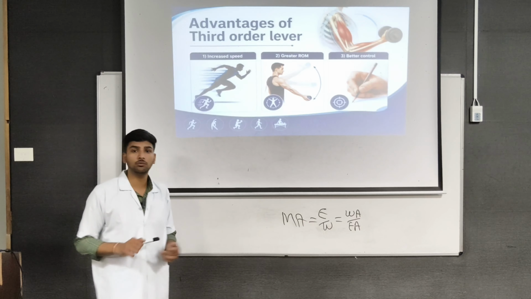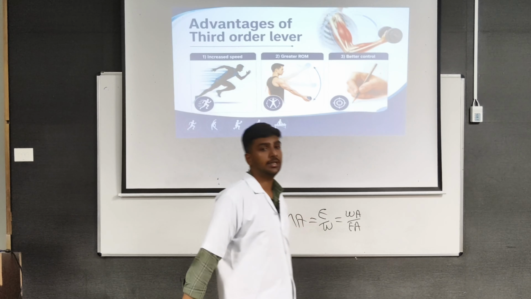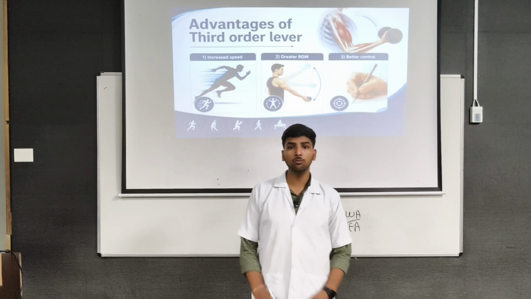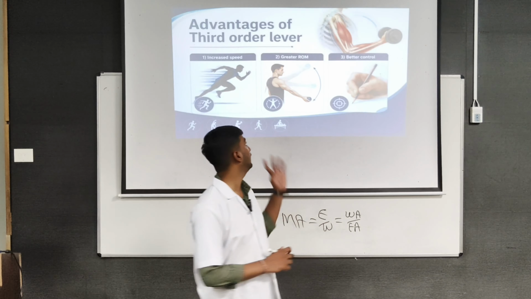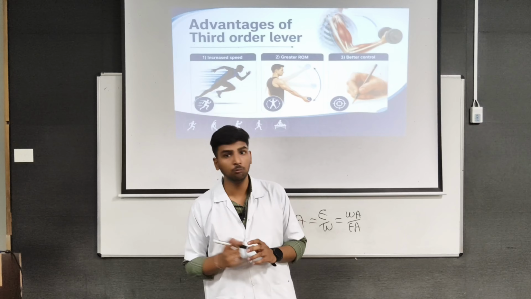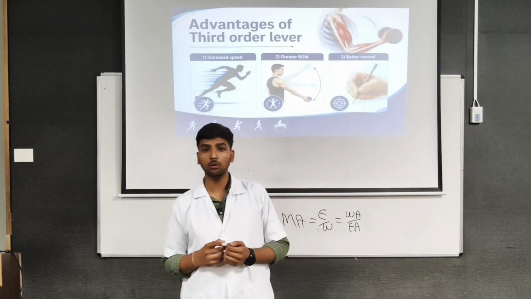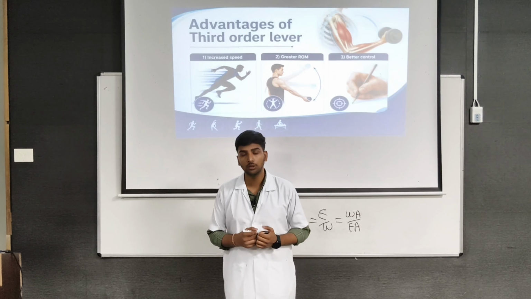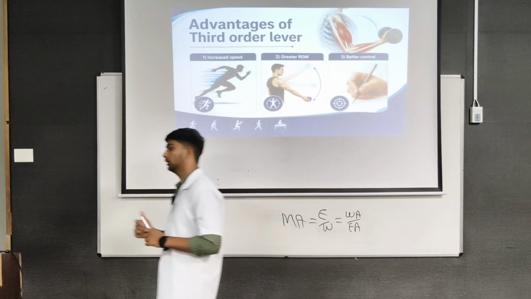Now let's see the advantages of third order lever. So first is increased speed. It allows the rapid movement of the body parts. Then the second is greater range of motion. Small muscle contraction will help in the greater limb movement. And the third is better control. It is useful in skillful technique and precise activities.